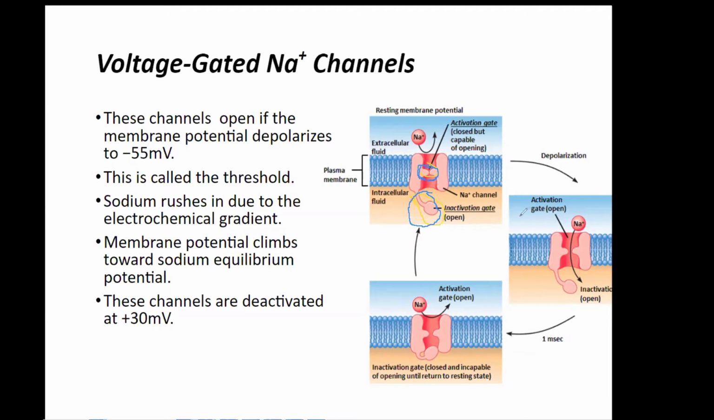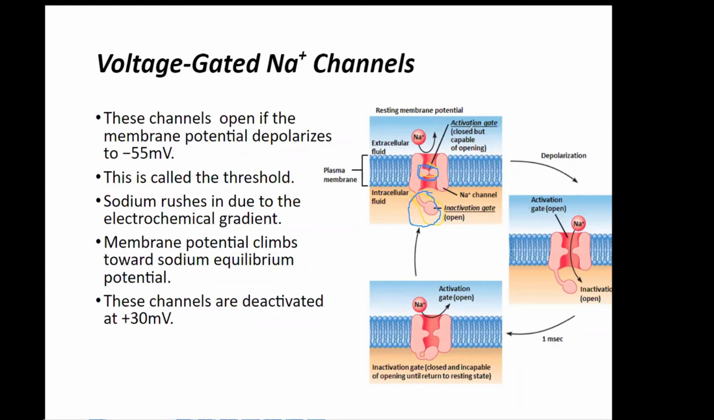If we move to the second picture, this first one on top is our resting membrane potential. It shows our activation gate closed and our inactivation gate open. I find this phrasing a little confusing, but you can note that it describes the activation gate as closed but capable of opening. The reason it specifies that it can open is that at the end of our action potential, we have a refractory period where one of these gates is unable to open for a period of time.